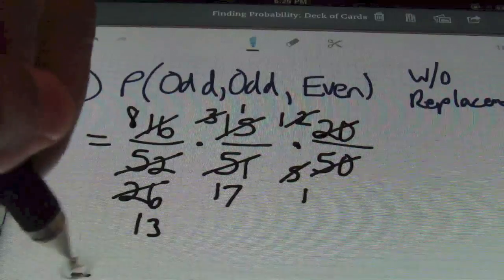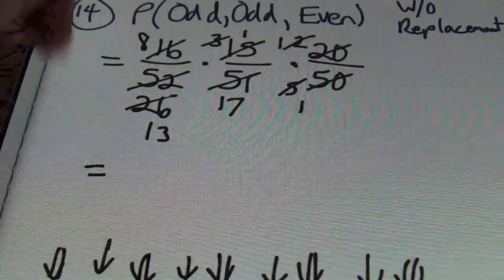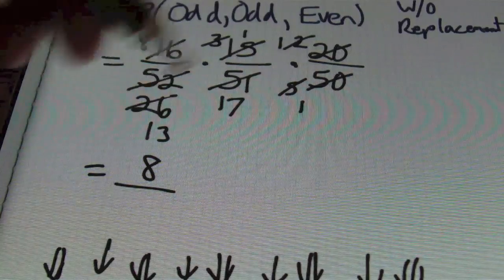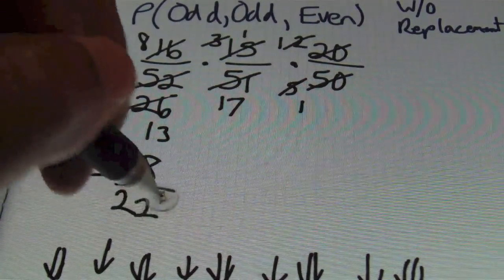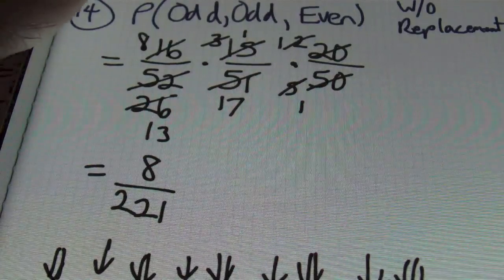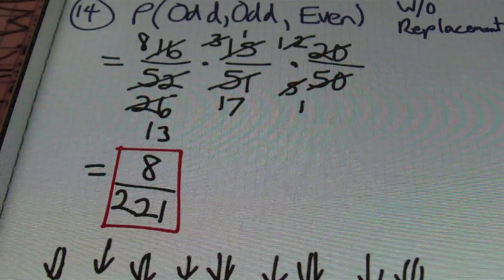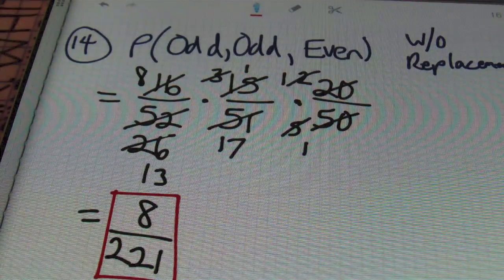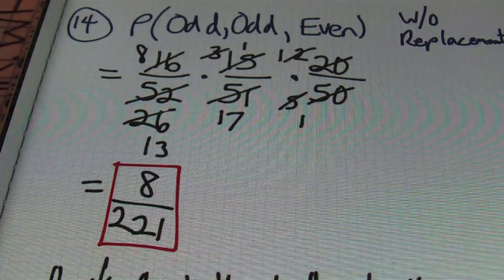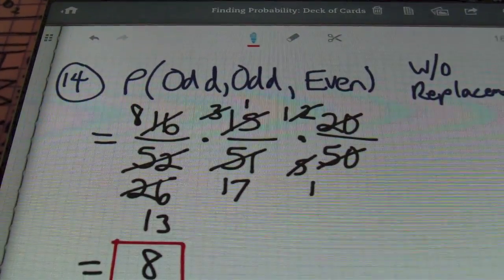From here, I'll multiply straight across, ladies and gentlemen. So I'll end up with 8 in the numerator, all over 13 times 17, which is 221. All right, and that's the answer, ladies and gentlemen. The probability of pulling out 3 cards in succession, the first being an odd number, the second being an odd number, and the third being an even number, is 8 over 221. And that was done without replacement. That was problem number 14, ladies and gentlemen.